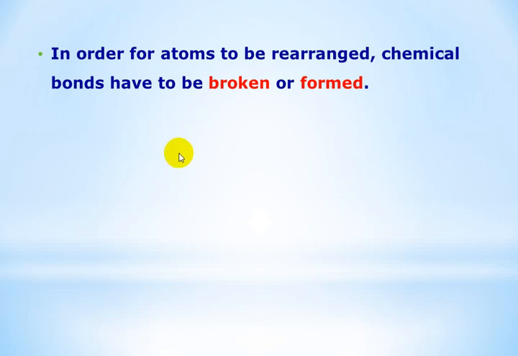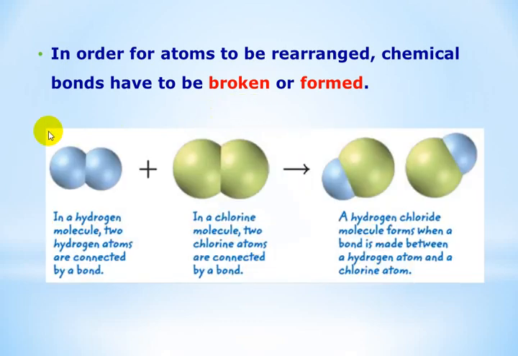How come? As you can see in the figure, this is a hydrogen molecule. It consists of two hydrogen atoms held together with a chemical bond. There is a chemical bond here between two hydrogen atoms. This is a chlorine molecule, which consists of two atoms. These two atoms are joined together with a chemical bond.